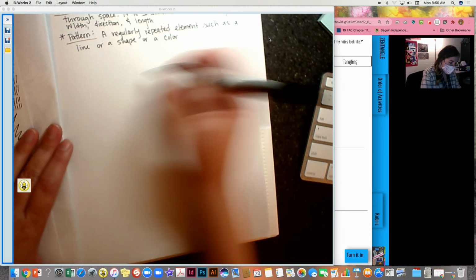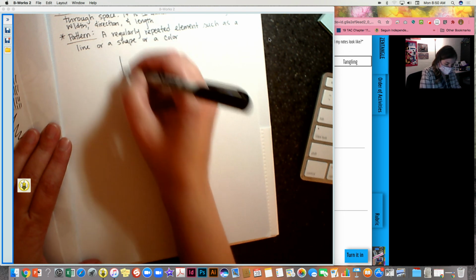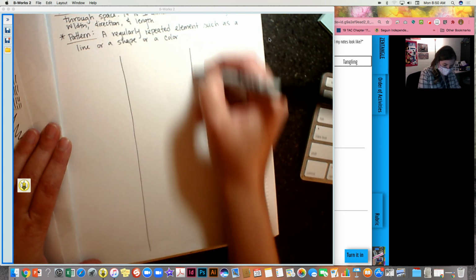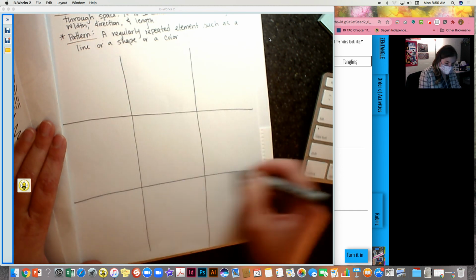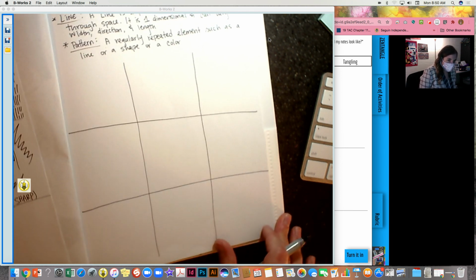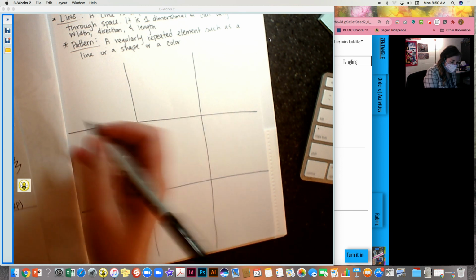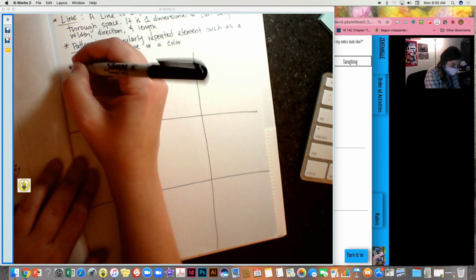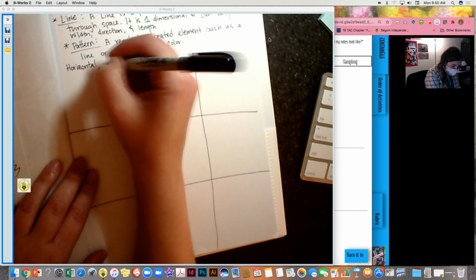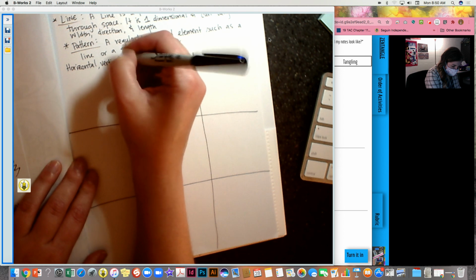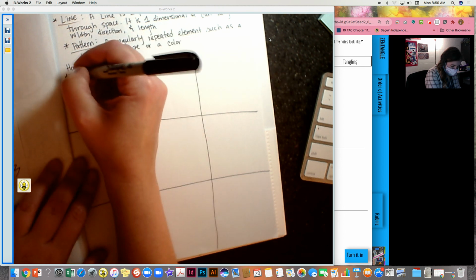So I want you to draw a grid in your sketchbook. A 9 square split grid in your sketchbook. Okay. We're gonna label each one of our sections. So we'll start with horizontal and vertical lines. Horizontal, vertical, and diagonal lines.